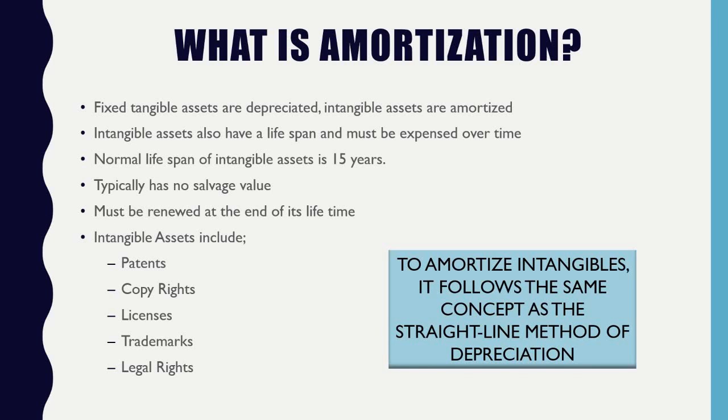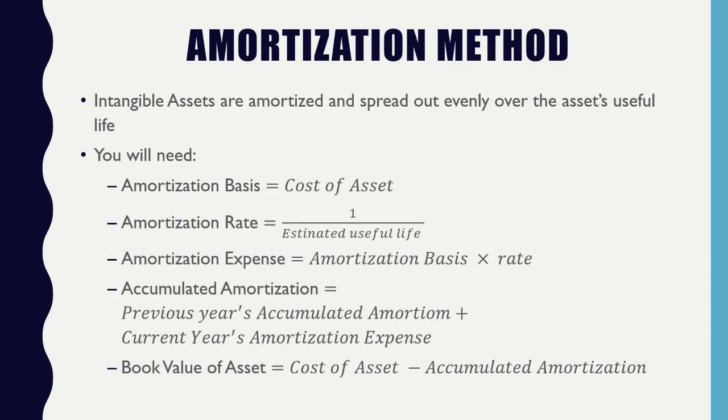Now, how we amortize an asset is going to be exactly the same thing as straight line. Okay? Because in this case, there is no salvage value. There is nothing at the end of its life. So how we're going to amortize an item is going to be using straight line. So let's take a look at this.